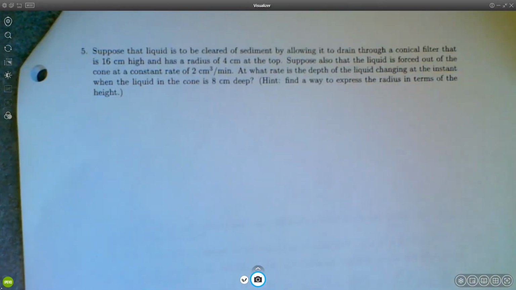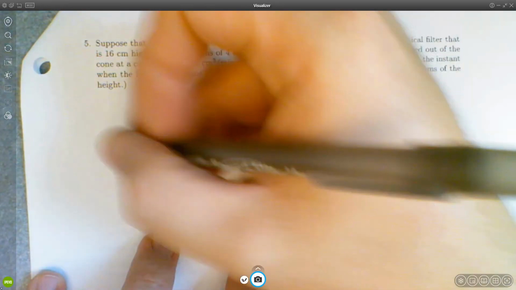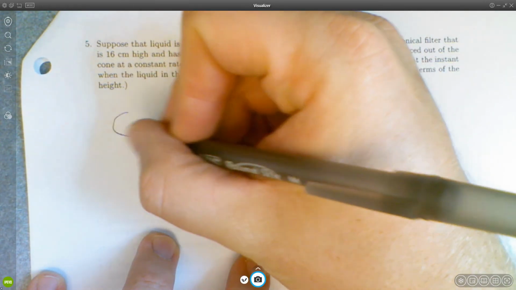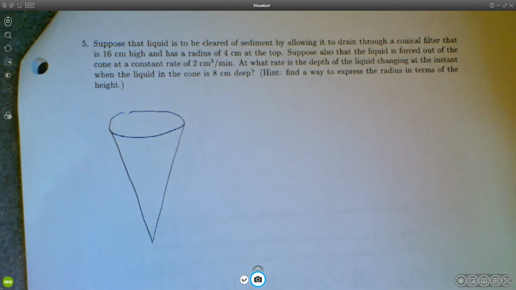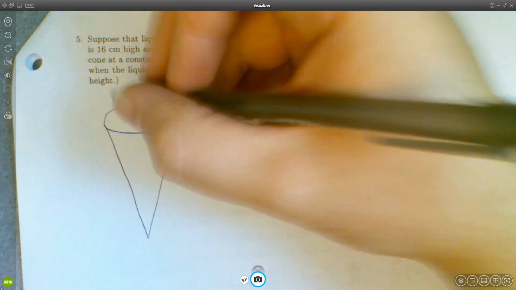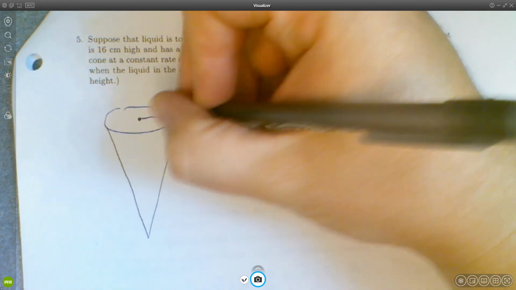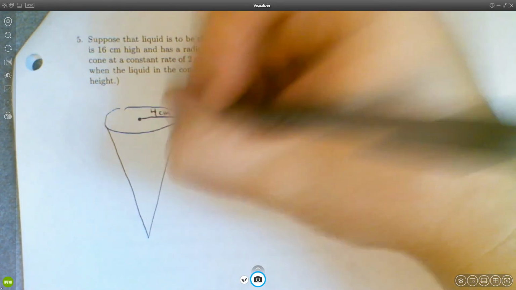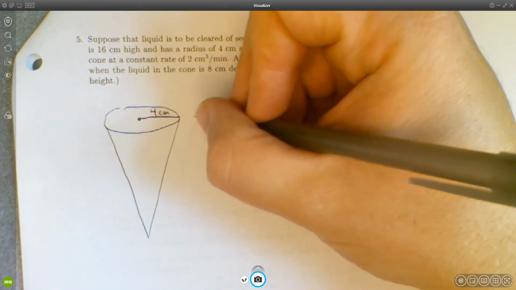Well, let's draw out the scenario. So we've got this cone, this conical filter. It's 16 centimeters high, and the radius is 4 centimeters. So the radius of this cone is 4 centimeters, and it is 16 centimeters tall.